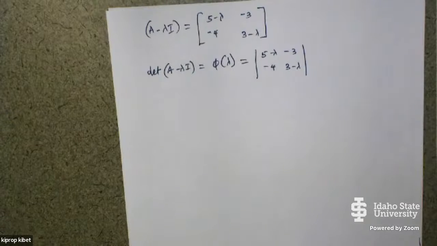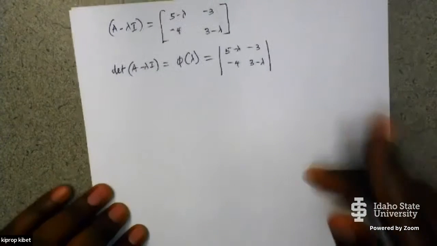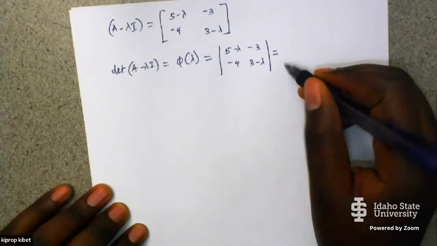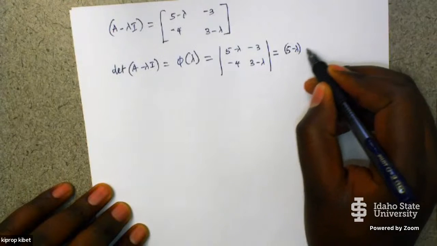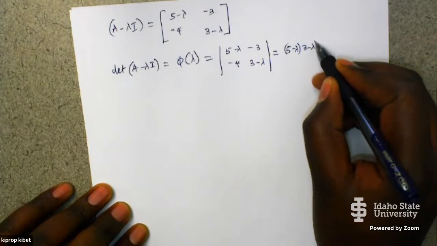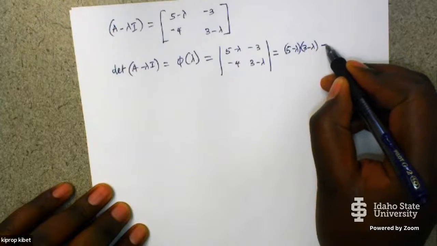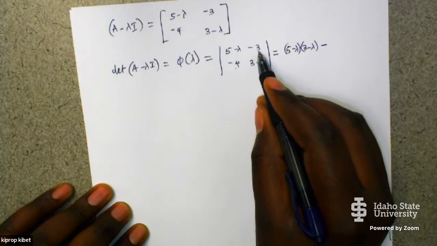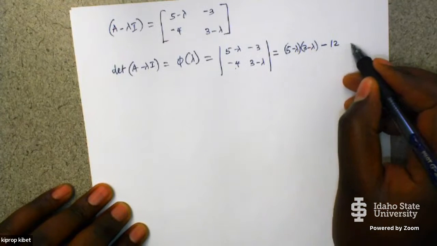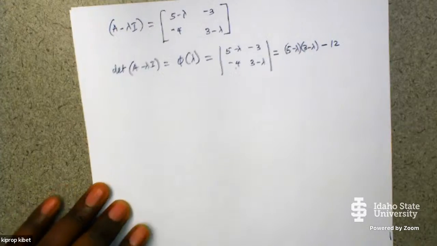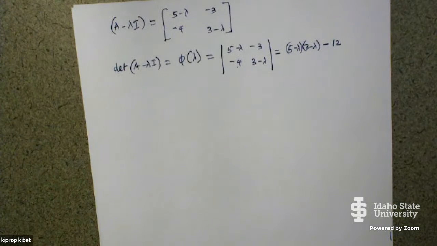So using the same way we did for getting the determinant of a 2 by 2 matrix, 5 minus lambda multiplied by 3 minus lambda here, minus, so minus 4 times 3 is 12, so minus 12. So that is our characteristic polynomial.